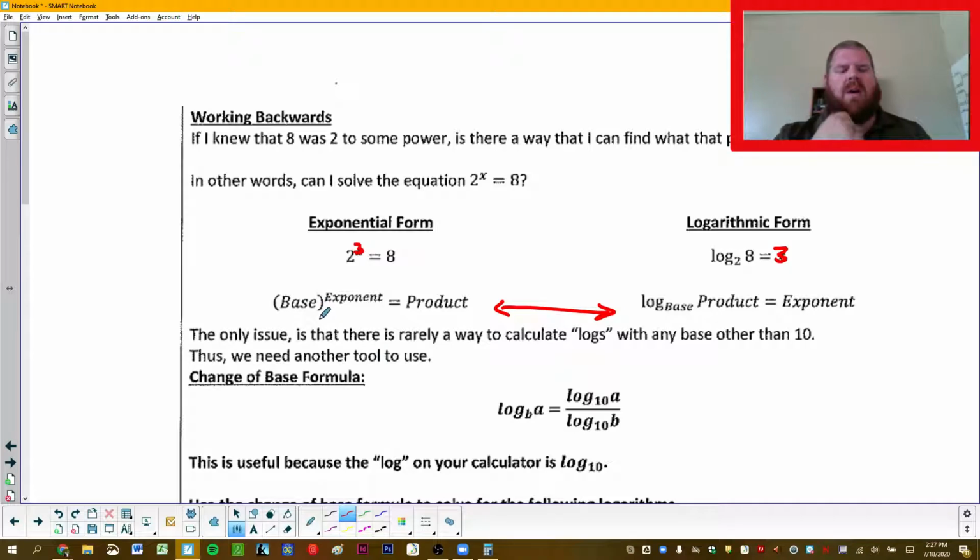So the way we think about this, I always think of the terminology of each one of these things. In this, I have base, exponent, and product, for lack of a better word. It's sort of a product, just an expanded product. So base, exponent, product. When I look at the logarithmic form, log of my base of the product equals the exponent. So it's a way for me to find out what this missing exponent would be.